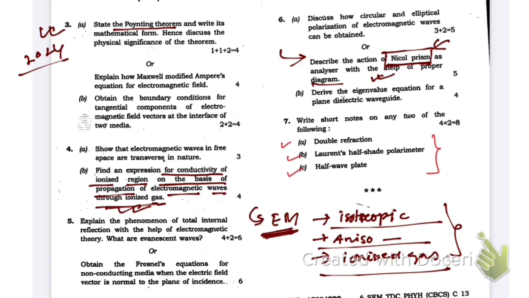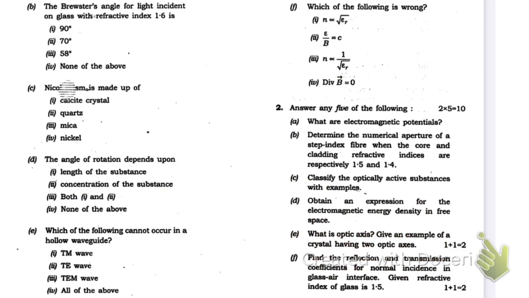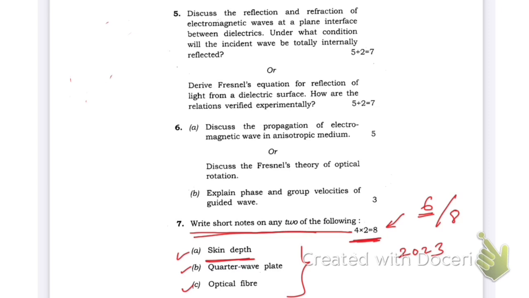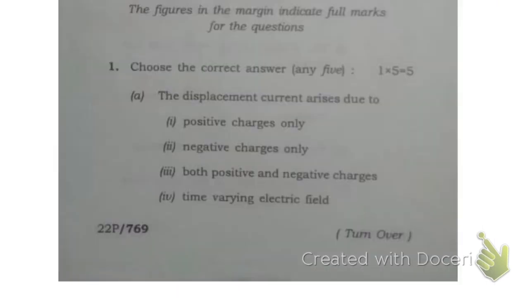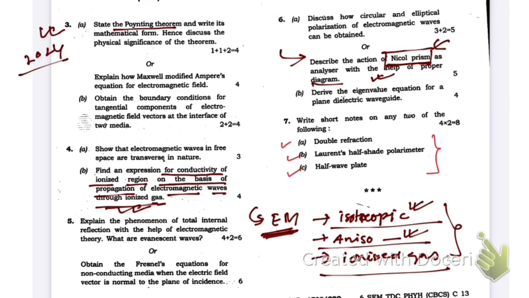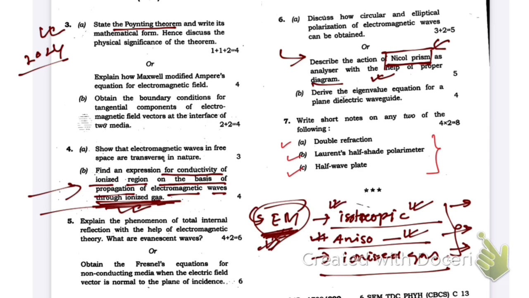Because in 2022 I think isotropic medium was asked. Then anisotropic we got in 2023. Here you see, where is the paper of 2023? This is propagation of electromagnetic wave in anisotropic medium. Similarly, in 2024 what we got is propagation through ionized gas. So in three years we have got three different questions on propagation of EM wave. So any one of these three will be repeated.